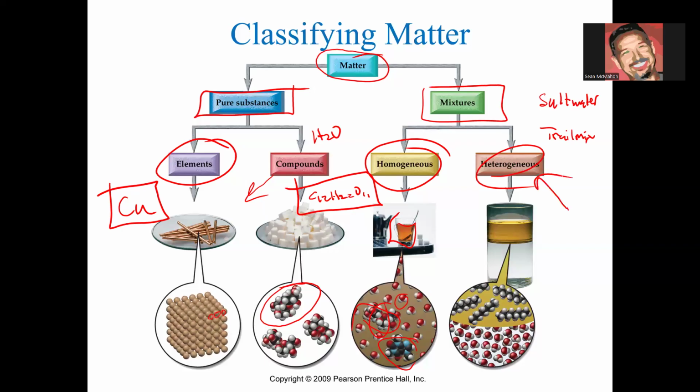I come over here to heterogeneous. What do I notice? Two distinct layer differences. Here I have oil and water. They separate. Why? Oil is nonpolar, and doesn't mix with water, which is polar. We'll talk about that later as well. And we can see this distinct interface right here. It's still a mixture because it's two things combined in variable proportions, but it has a distinct layer difference. You can think of oil and vinegar for salad dressing as well. That's why you've got to shake it up.